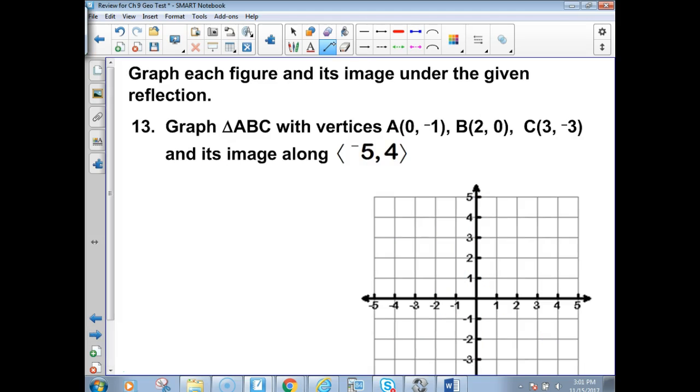Okay, 13, start plotting your points again. Hopefully you're plotting correctly. 0, negative 1 is do not go right or left, go down 1, so you're right on the y-axis. So this is where A is. And 2, 0 is on the x-axis, so B is here. C is at 3, negative 3.